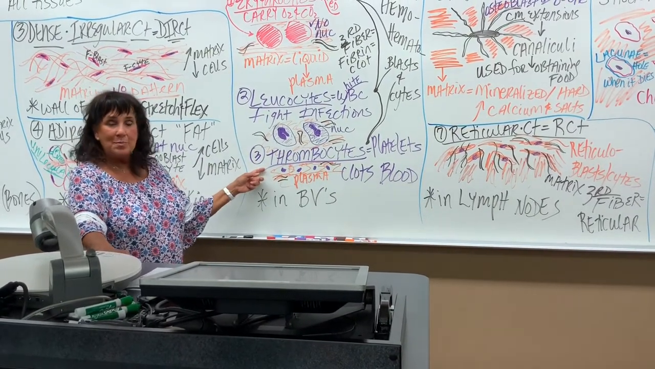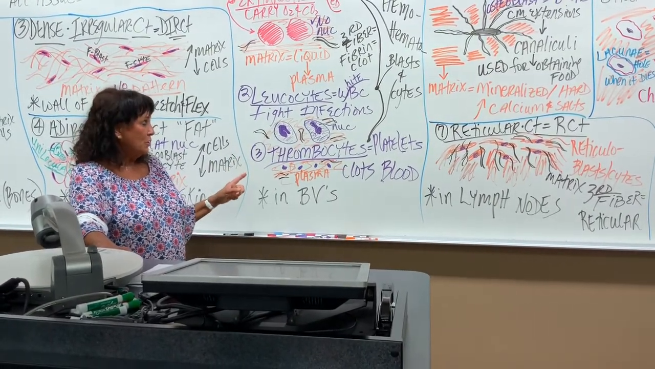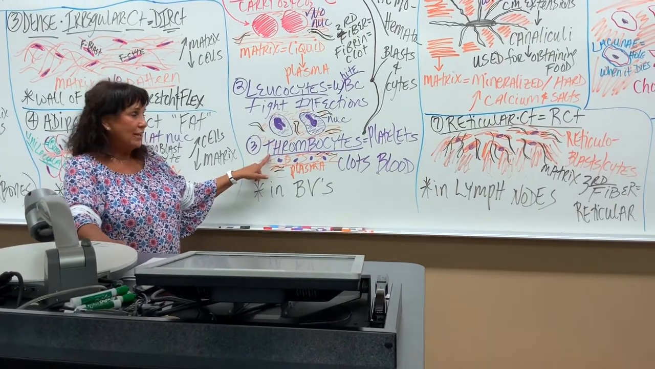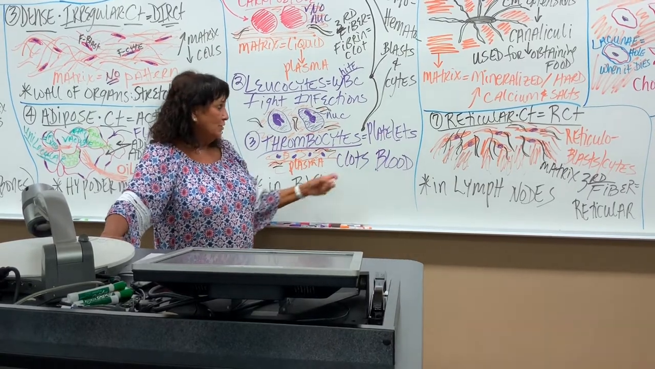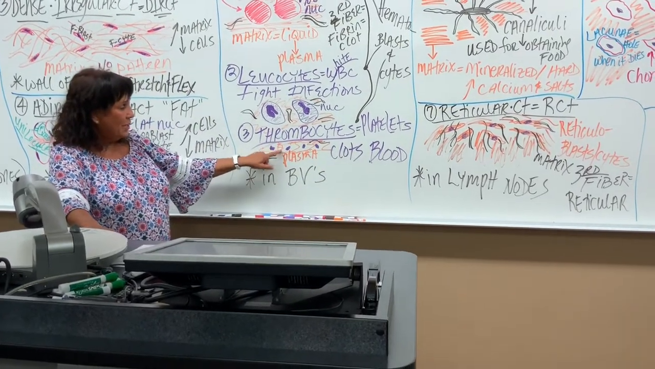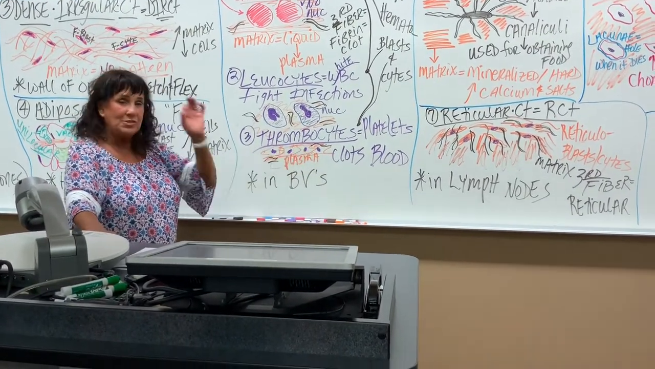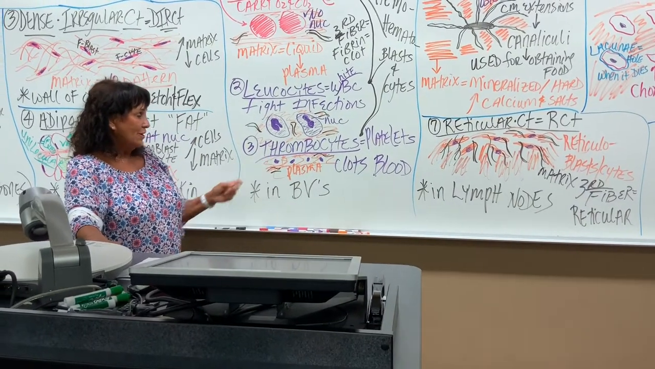And our third type of cell is the smallest cell in the human body. It's called a thrombocyte, common name platelet. And it has only one function, to clot your blood. And these are little bitty pieces. They look like just solid pieces of purple. They look like dirt on a slide.